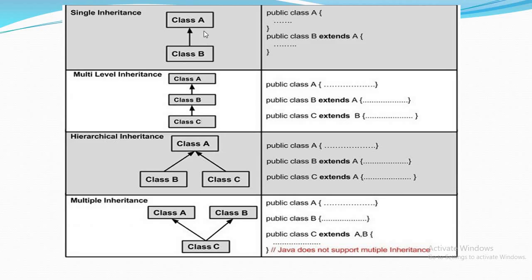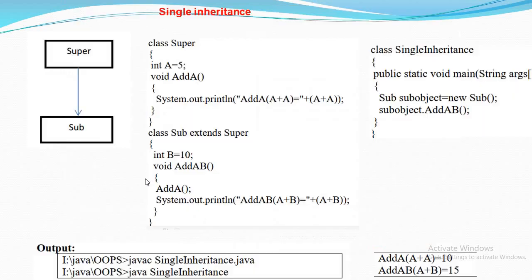First is single inheritance, which has only one base class and only one derived class. Multilevel is deriving from another derived class. Hierarchical inheritance is one base class with a number of derived classes. Multiple inheritance is more than one base class and only one derived class. Java does not support multiple inheritance; it can be achieved by interfaces.